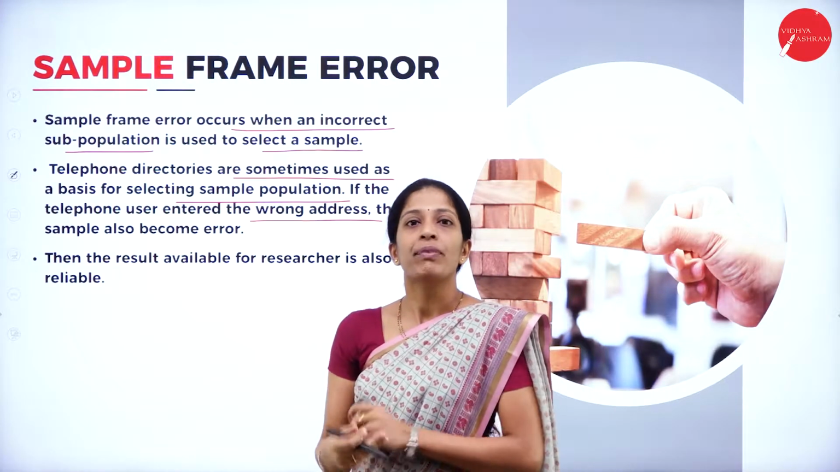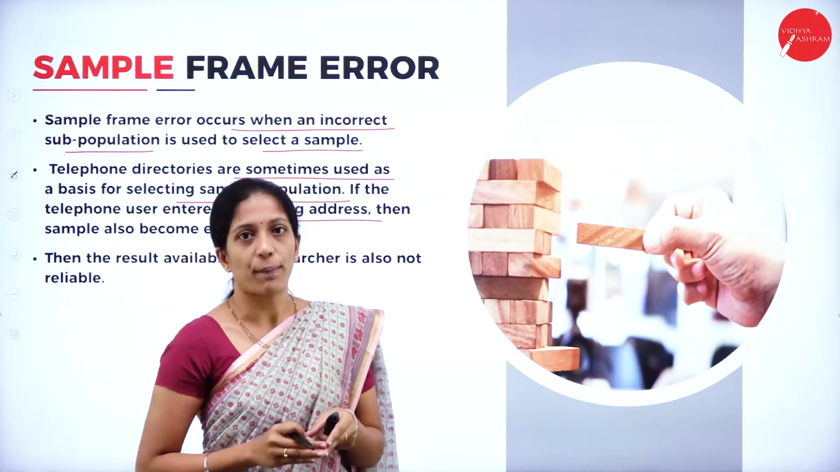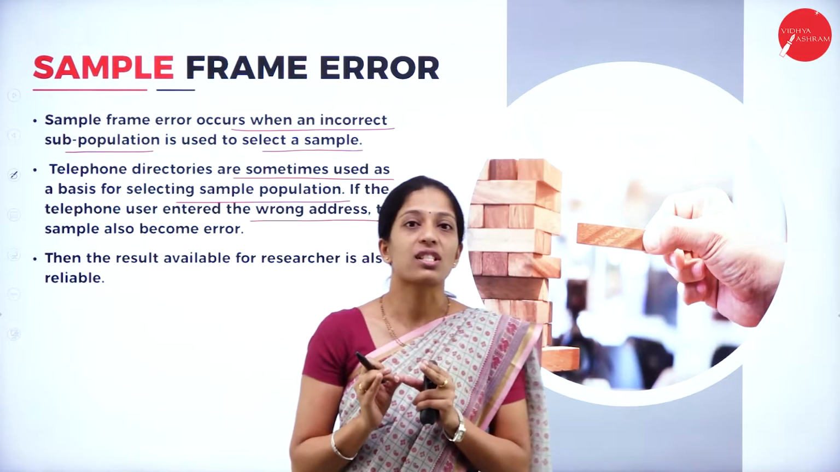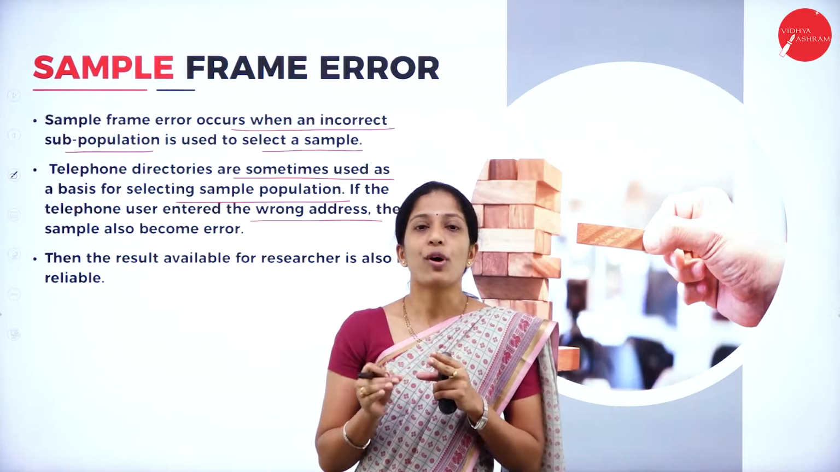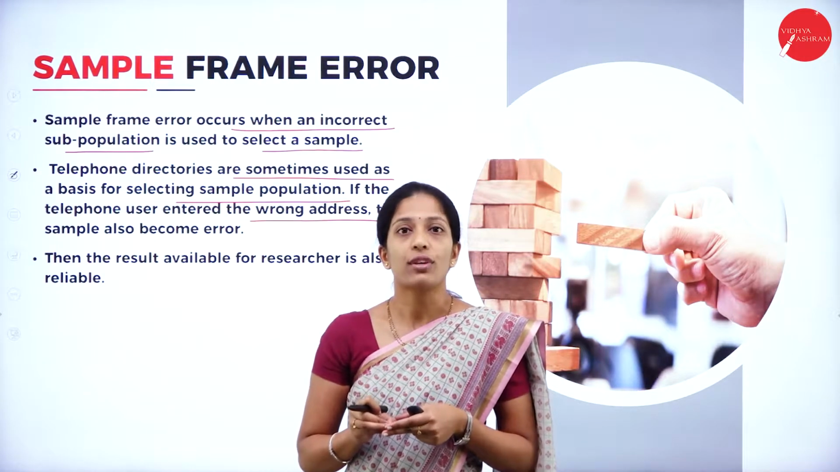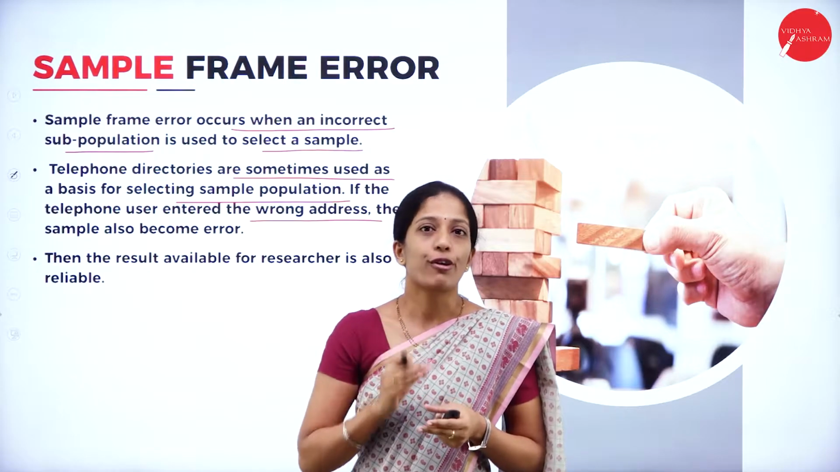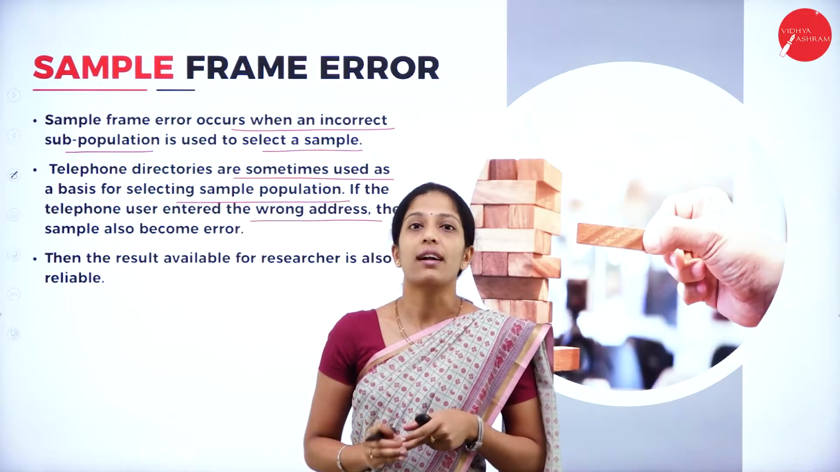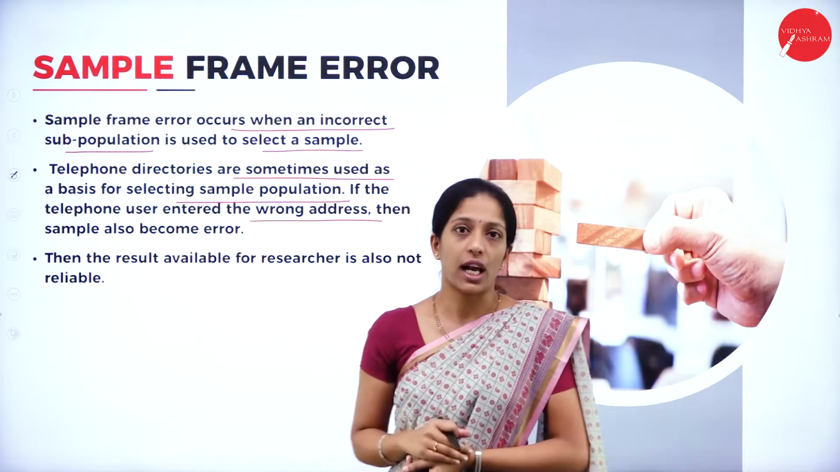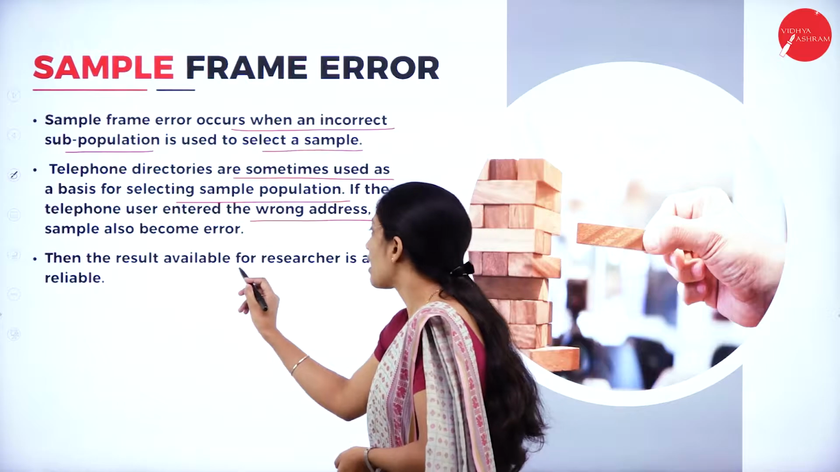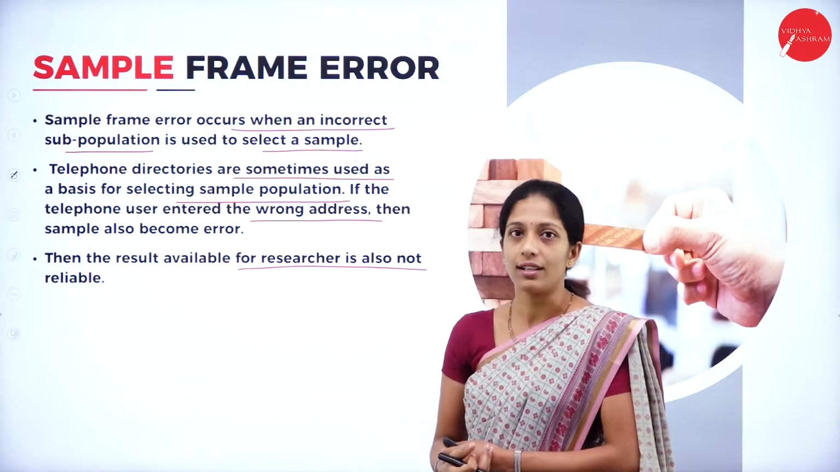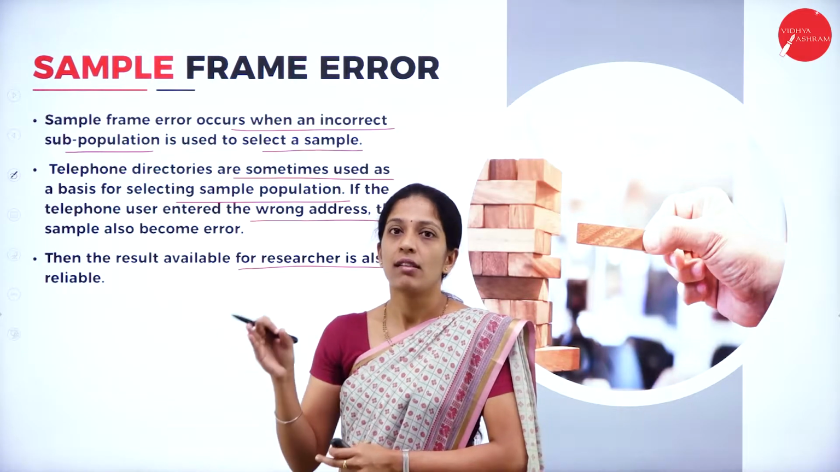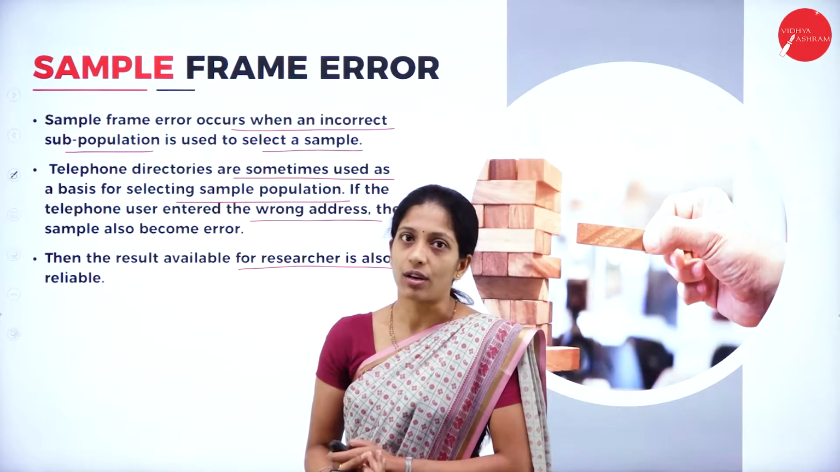Now what happens here? As I told you, how to contact the homemakers? Normally the most used source is the telephone directories. Suppose the address given in the telephone directory is wrong, then there also occurs a sample frame error, where the researcher can't collect the information from the wrong address. Then the result available for research is also not reliable. He goes to a wrong address and collects from a wrong person, and then our research work goes wrong.